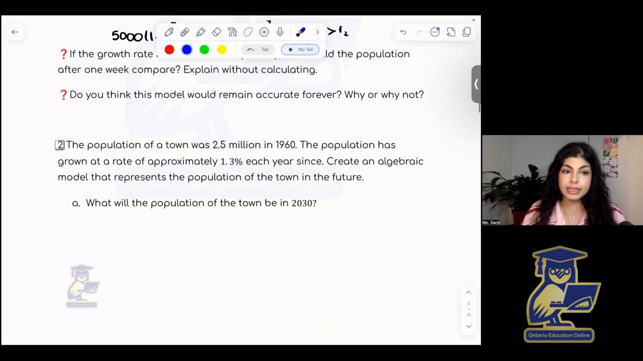So now with our next example, we have the population of a town was 2.5 million in 1960. The population has grown at a rate of approximately 1.3% each year since, and we're asked to create an algebraic model that represents the population of the town in the future. And specifically, we're asked what will the population of the town be in 2030?